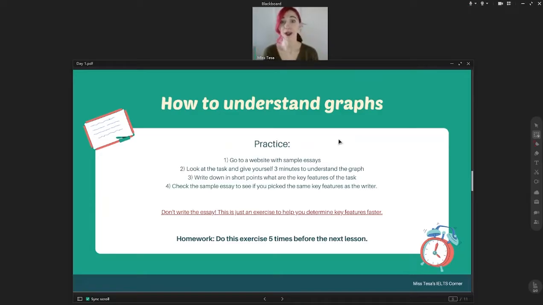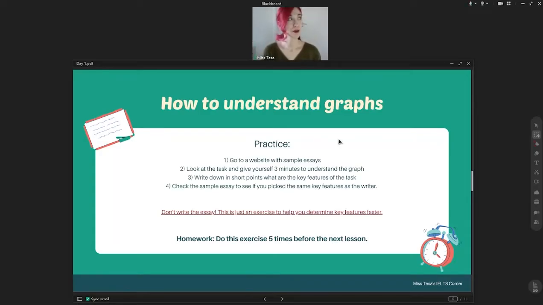Okay, so a lot of my students, they kind of have trouble with that first part, how to see what is important information and what isn't. So I thought of an exercise for my students to do so they can practice this, and so they don't waste time on the exam trying to understand and determine what are the key features.